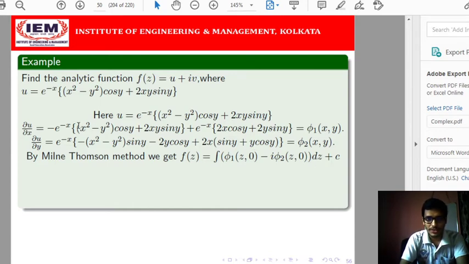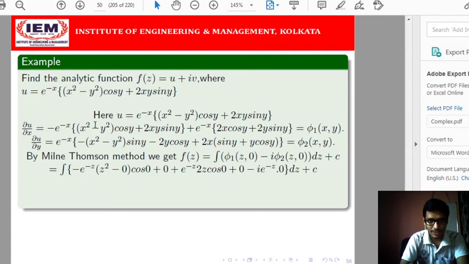So just in place of x we need to substitute z, and in place of y we need to put 0. If we do so, we will get e to the power minus z into z square minus 0 into cos of 0. Cos 0 will be 1, plus 2 into z into y, where y will be 0, so this term will be 0, plus e to the power minus z, cos 0 will be 1, so that will be 2z plus y, which will be 0, so this term will be 0.